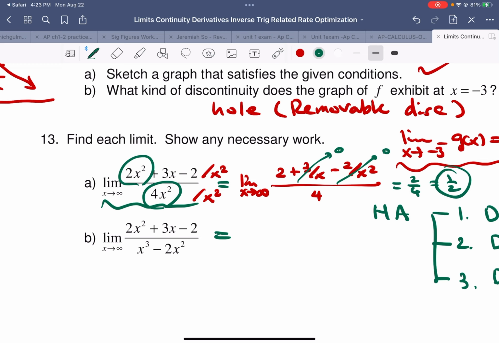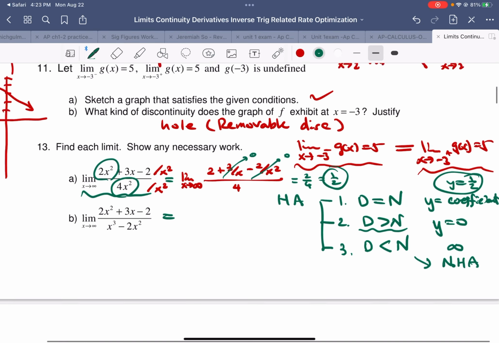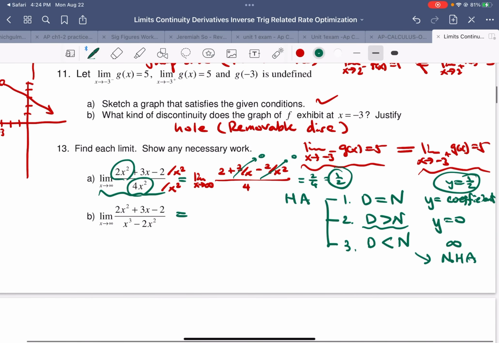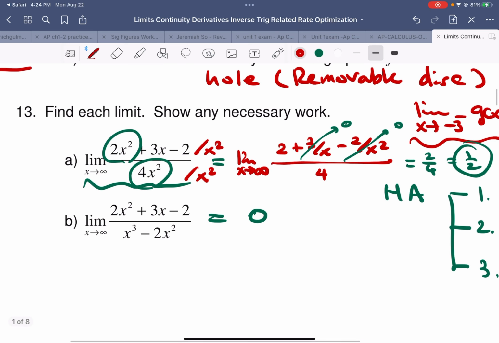So this one, if the denominator has a higher power right here, in this case, then it's always 0. So the answer, we know that's 0. But how are you going to prove it? You can prove it this way. You divide by x squared top and bottom.